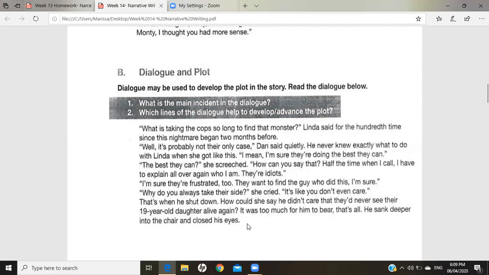So there are multiple lines that we could use here. Let me give you all a hint. If I had to advance the story, I would use the very last line when it says he sank deeper into the chair and closed his eyes. When someone is in this state, it means that they're in a state of frustration, maybe hopelessness. They don't know how they're going to feel.